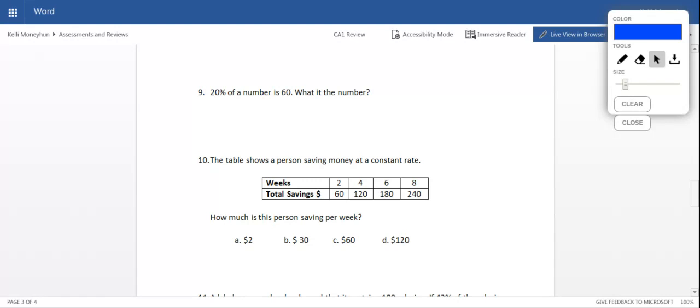All right, next. This is very similar to the ones we've been doing. I have a percentage. 20% of a number is 60. What is the number? So percent means proportion. Okay, we need to slow down on this one because it's a little bit different than what we usually do. First, I know where my 100 goes. I know where my percent goes.